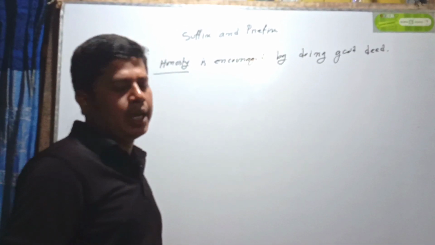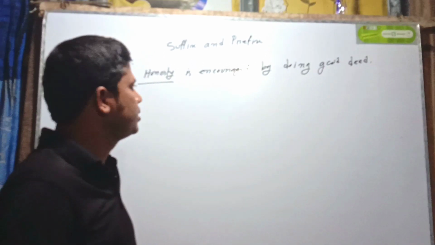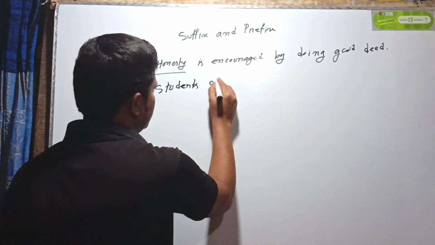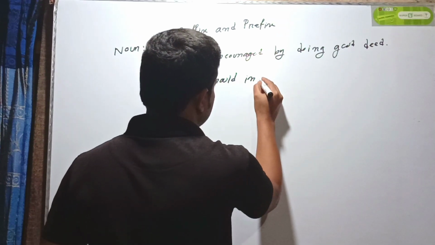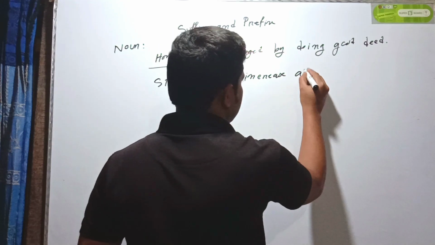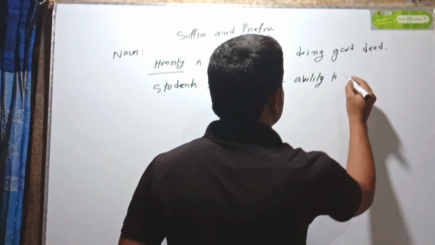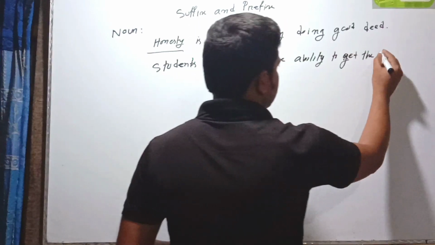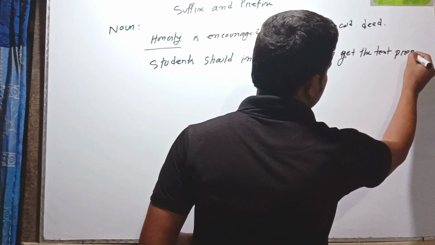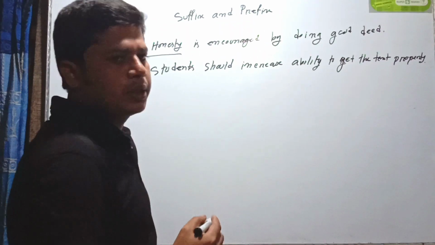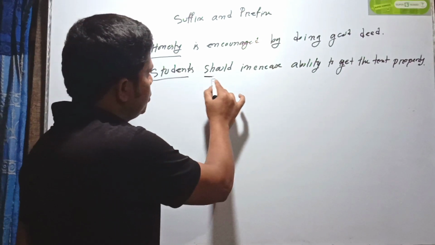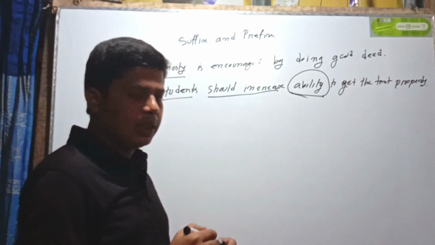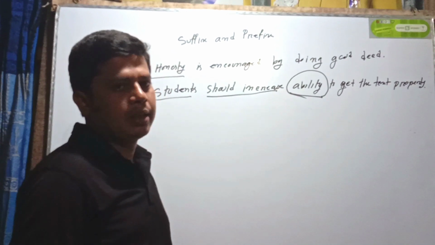A noun also can sit as the object of a sentence, such as students should increase ability to read to get the text properly. Dear students, here students is the subject, should and increase are verbs, and ability is the object of the sentence. That means a noun can sit as a subject and object.